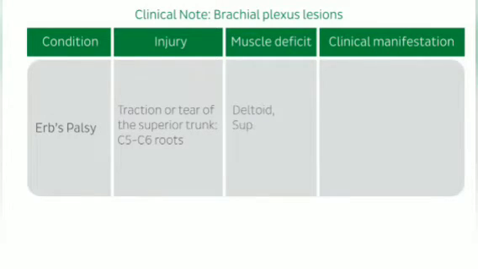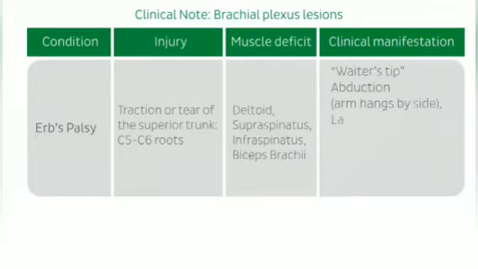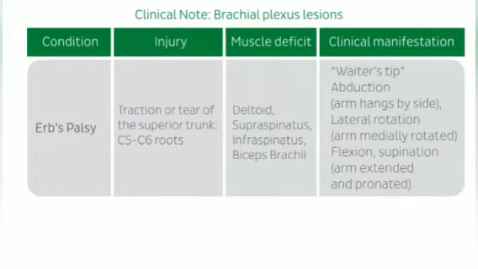The paralysis of the deltoid, supraspinatus, infraspinatus, and biceps brachii muscles produces a characteristic clinical sign called waiter's tip deformity. Under such conditions, the arm hangs by the side and is rotated medially, and the forearm is extended and pronated.